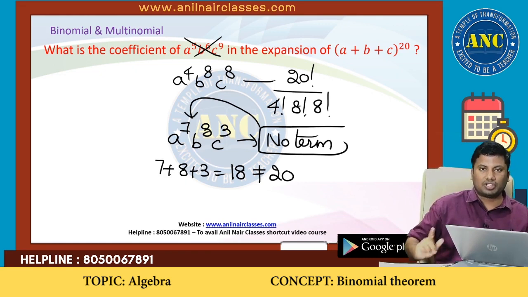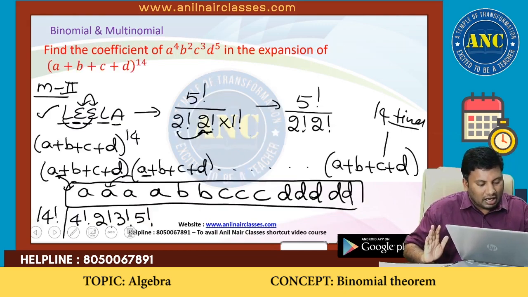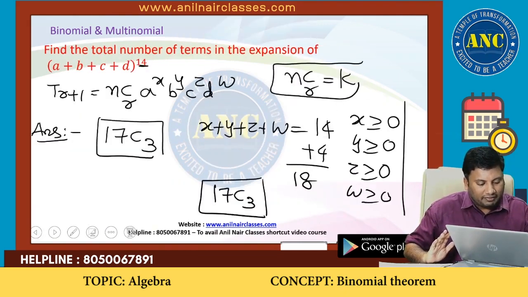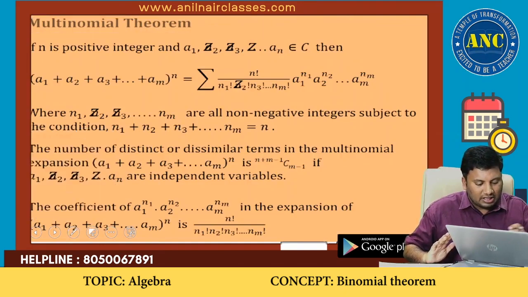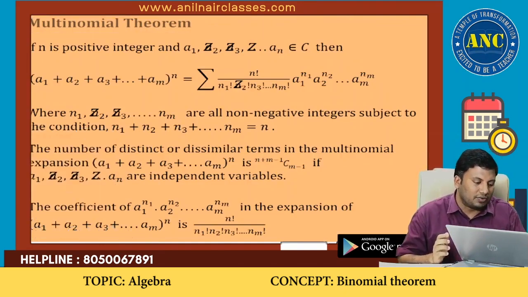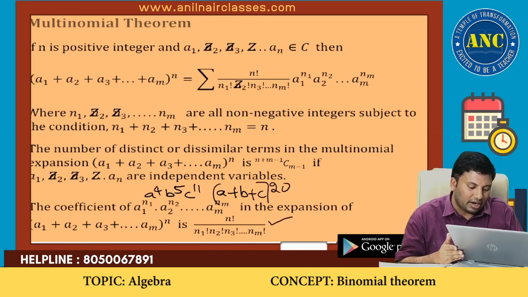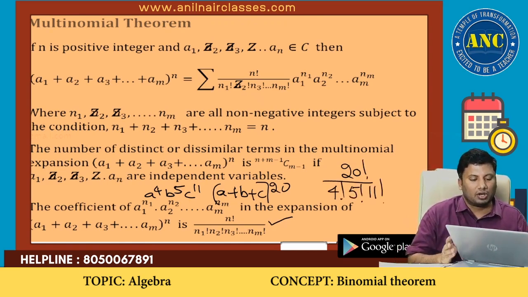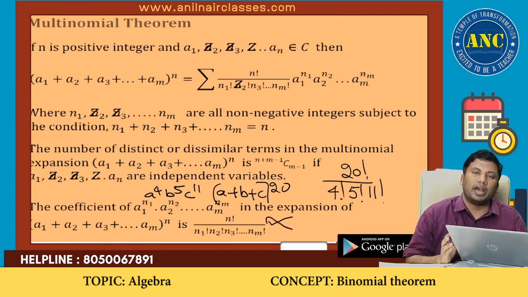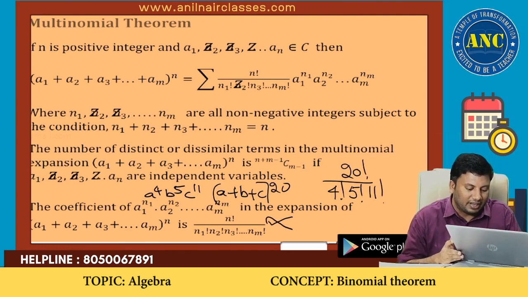Level 2 kind of question. Level 1 is the number of distinct terms. Level 2. I hope it is clear. Now please see the mathematical definition. See the last one. Coefficient of, suppose we have a power 4, b power 5 and c power 11 in a plus b plus c power 20. According to the multinomial theorem, it is 20 factorial by 4 factorial, 5 factorial, 11 factorial. Theorem is also proved. I hope it is clear. This mathematical definition, it is clear.